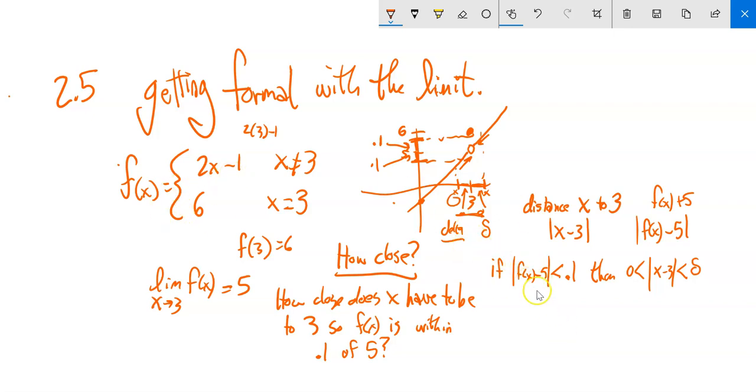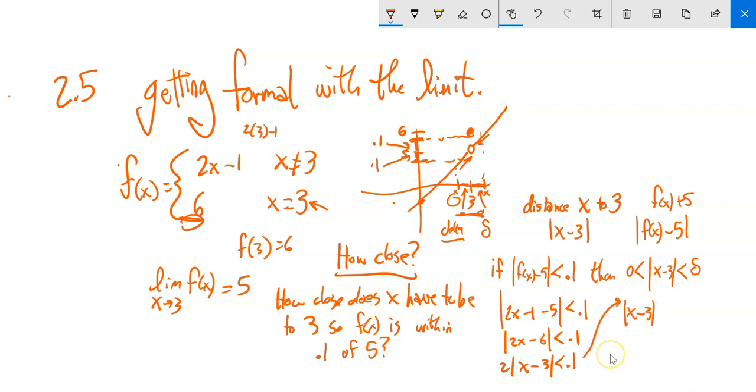Well, I know what f of x is. f of x is 2x minus 1. I don't have to worry about the 6 part because that's where I'm evaluating the limit. And let me manipulate this, do a little arithmetic. 2x minus 6. Oh, I notice I can factor 2 out. And this is convenient, and this is what happens for us in many cases. I can do some manipulation to see a version of that in it. So I know that 2 times this has to be less than 0.1. So if I divide both sides by 2, I know that |x minus 3| has to be less than 0.1 divided by 2, which is 0.05. So what I know then is my delta is less than 0.05. So in other words, on this graph, I'm going to redraw it.